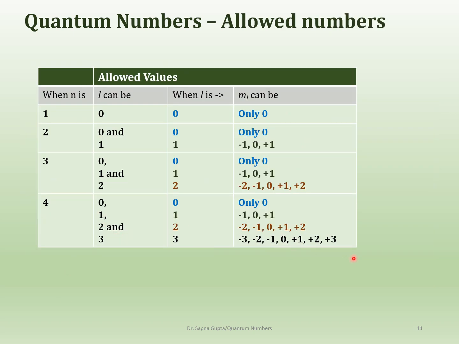These are the allowed numbers. When we say something is allowed, that means that in some cases, some numbers are not allowed. For example, when n is equal to 1, L can only be 0 because L is n minus 1. So L can never be 1 when n is equal to 1. That number is not allowed for us. And remember, when L is equal to 1, that's actually a p orbital, which means that shell number 1 can never have a p orbital. It's not possible. That's what we figure out with allowed numbers and not allowed numbers.